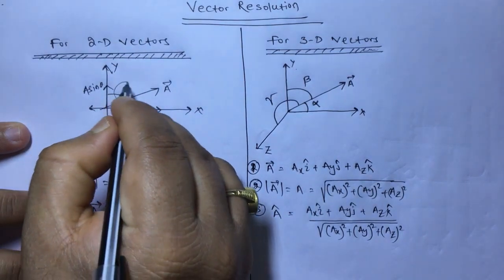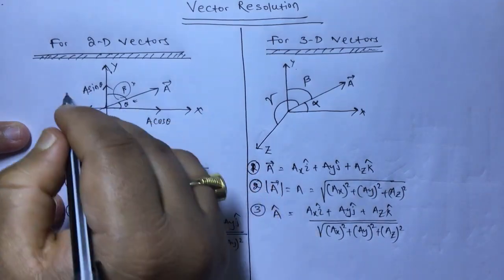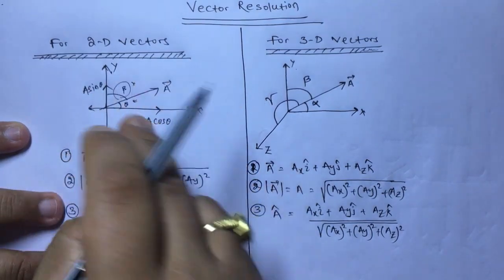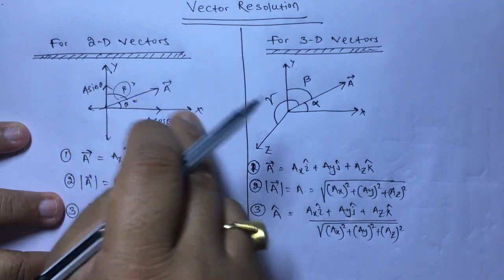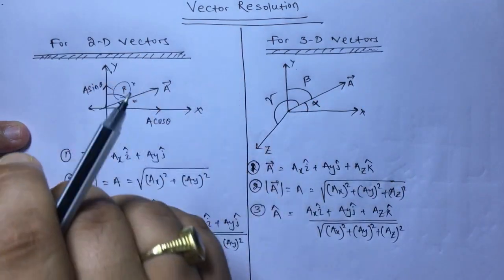You don't have to mention this beta, you can only mention this angle theta, and you can divide it as a cos theta, a sin theta, like that. Out of those two angles you met with the x axis and y axis, only one angle we need, and according to that we can divide.